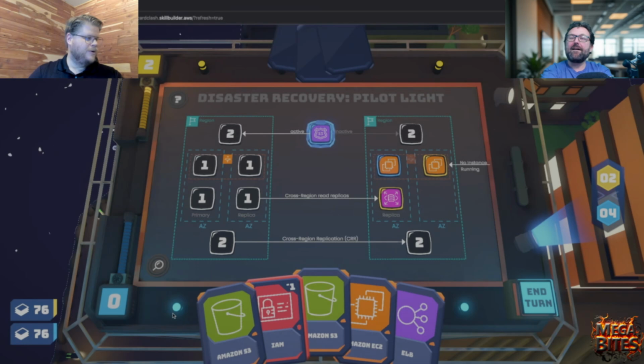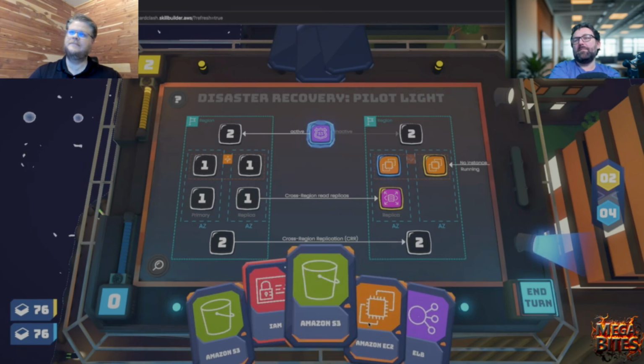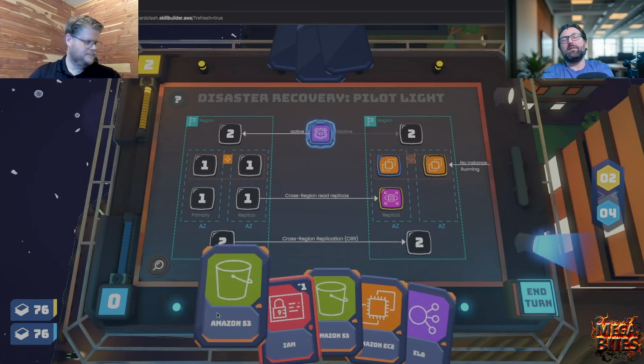Okay, so we're done with our turn, or do we want to get rid of a bucket? We're done with our turn. Let's keep the buckets.